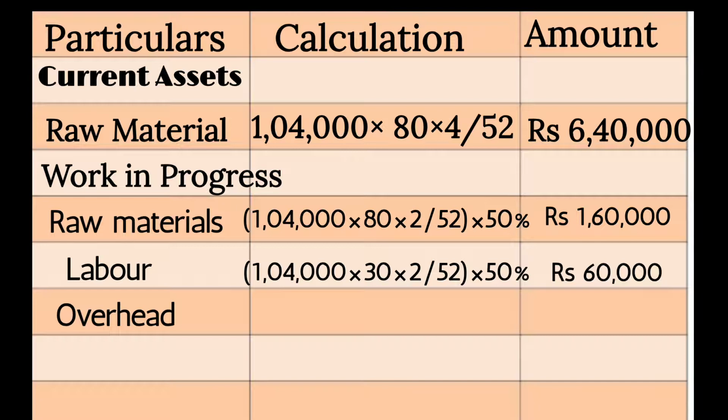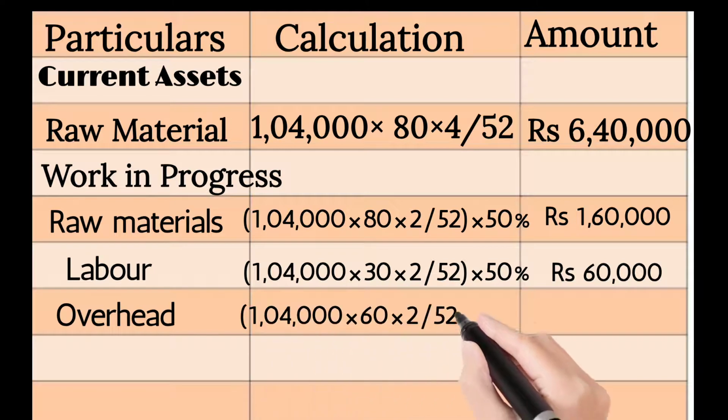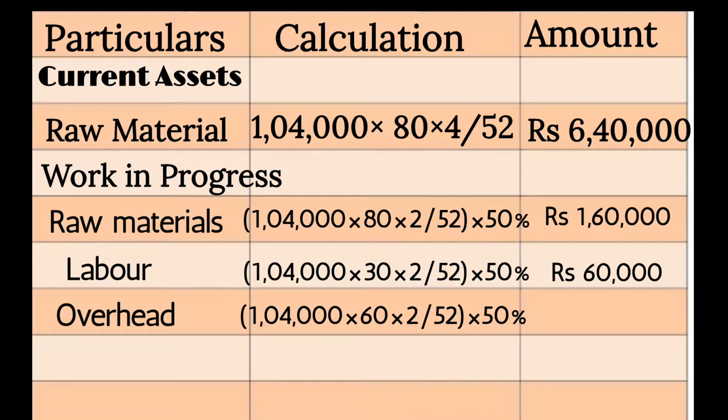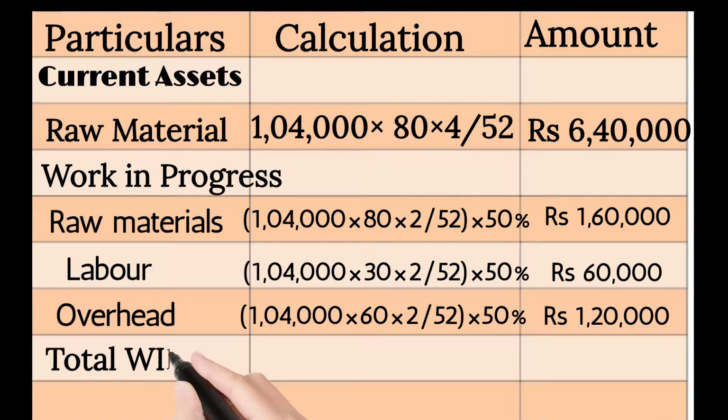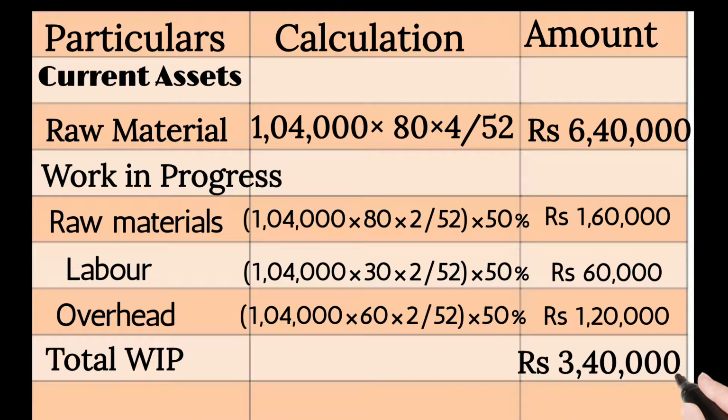Next is the overhead. Overheads are the direct expenses that are used for producing a product. So 1,04,000 into per unit cost of overhead 60 into 2 divided by 52, and the overall multiplied by 50%. We get overhead for work in progress as rupees 1,20,000. Addition of all three, we get total work in progress as rupees 3,40,000.